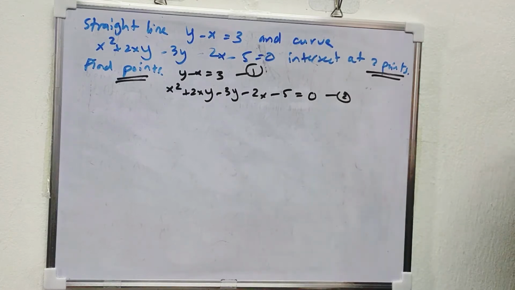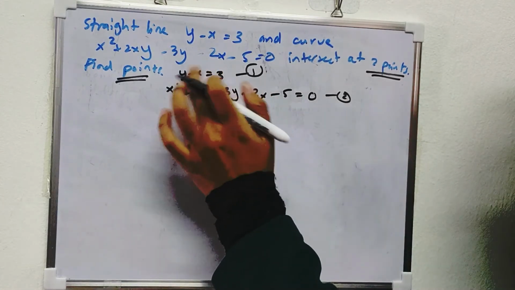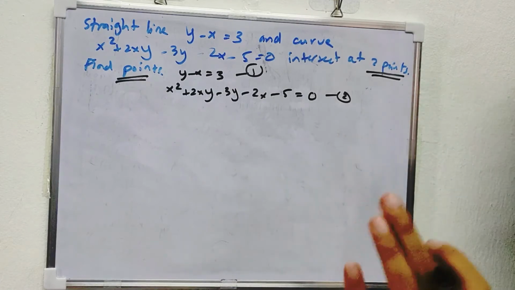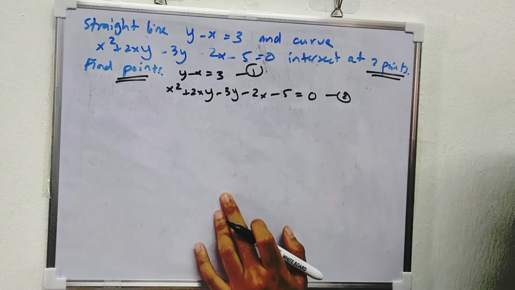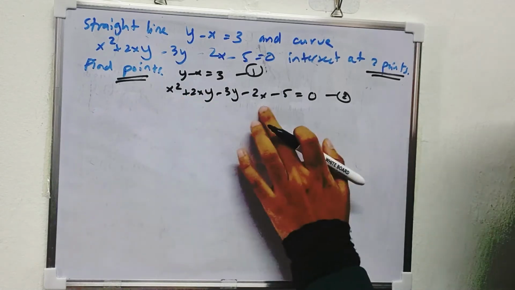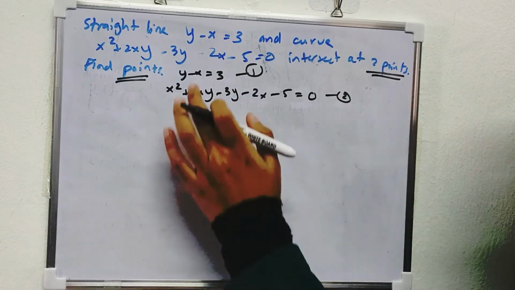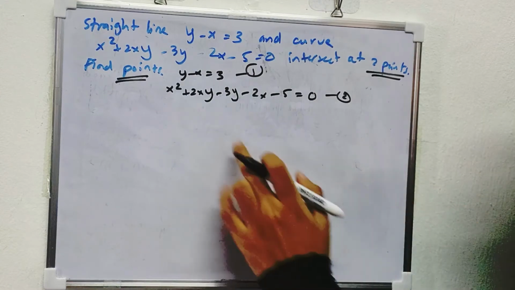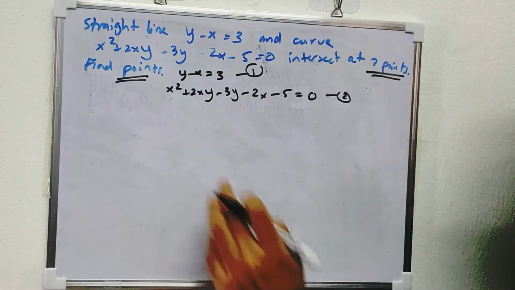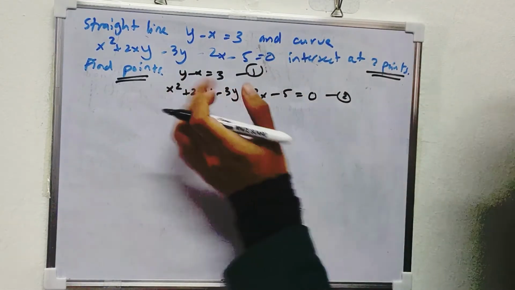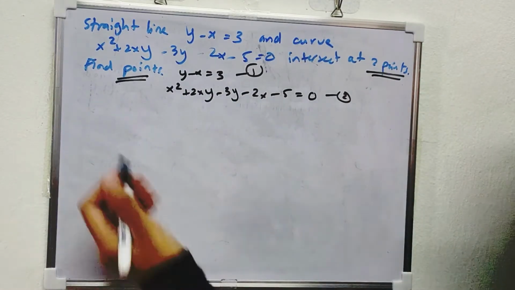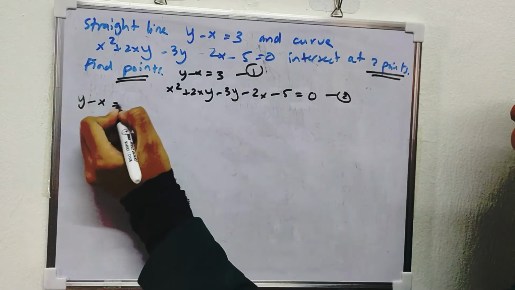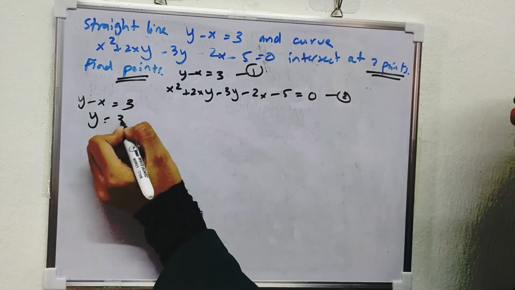If you solve for x or y from equation 1, you won't have any fractions. But if you solve for x, you have to substitute it into x squared, x, and 2x. If you solve for y, you just have to substitute it in two places. You don't have to expand the square, so solving for y will be much easier to substitute. So y minus x equals 3, y equals 3 plus x.